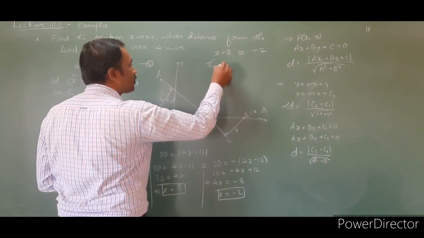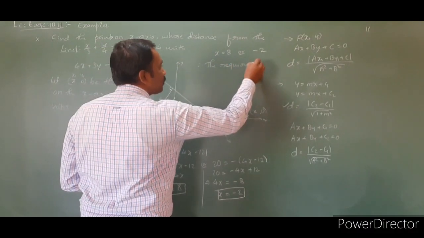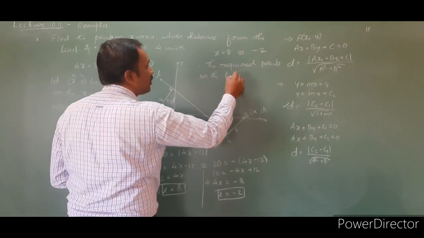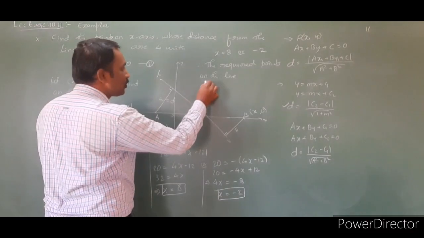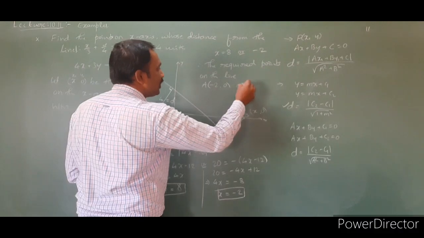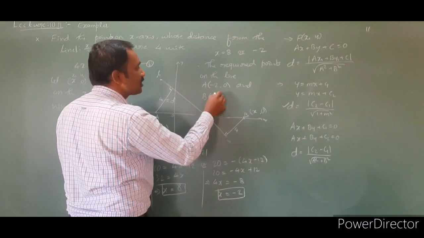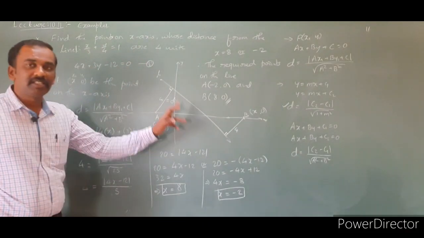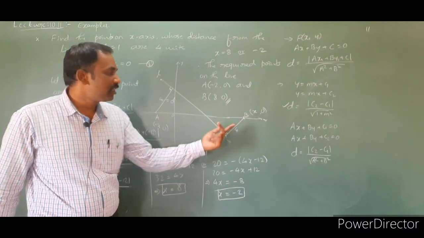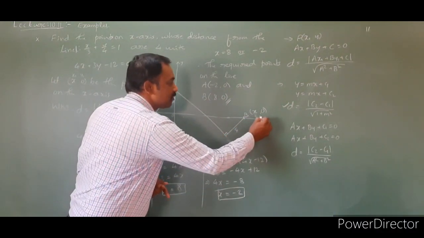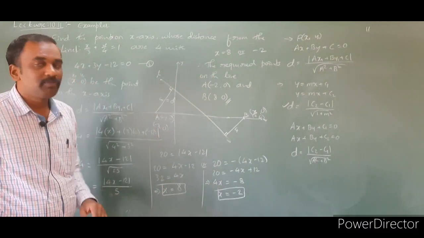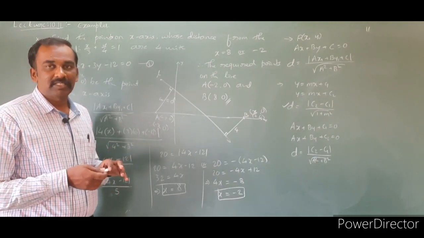Therefore the required points on the line, what are the required points on the line? A having the coordinate (x, 0), that is minus 2 comma 0, and another point B which is considered, that is 8 comma 0. There we get the two points on the line. What are the two points? One point is (minus 2, 0), another point is (8, 0). Hence the solution. This is a very important type of problem, most of the time asked in the examination.